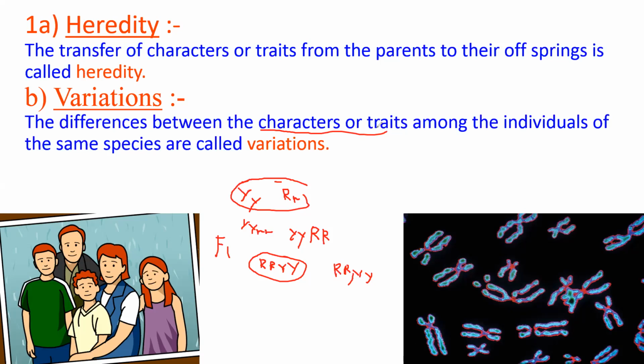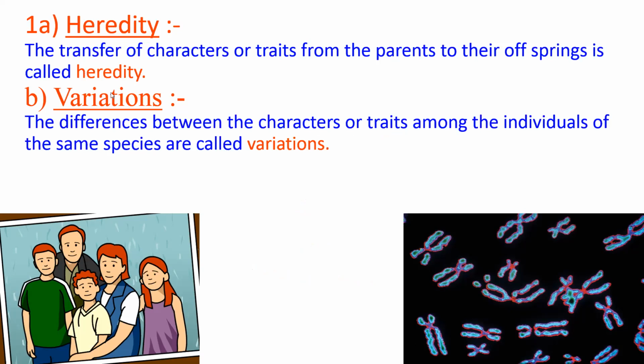Now variations you can see more in human beings. We'll be talking about why the variations are more in human beings. But as an example, suppose a father has black hair, but his son has hair a bit more towards the brown side. This is a small variation that occurs when the two gametes fuse. So just keep in mind that the transfer of characters or traits from parents to their offspring is called heredity, and the differences between the characters or traits among individuals of the same species are variations.